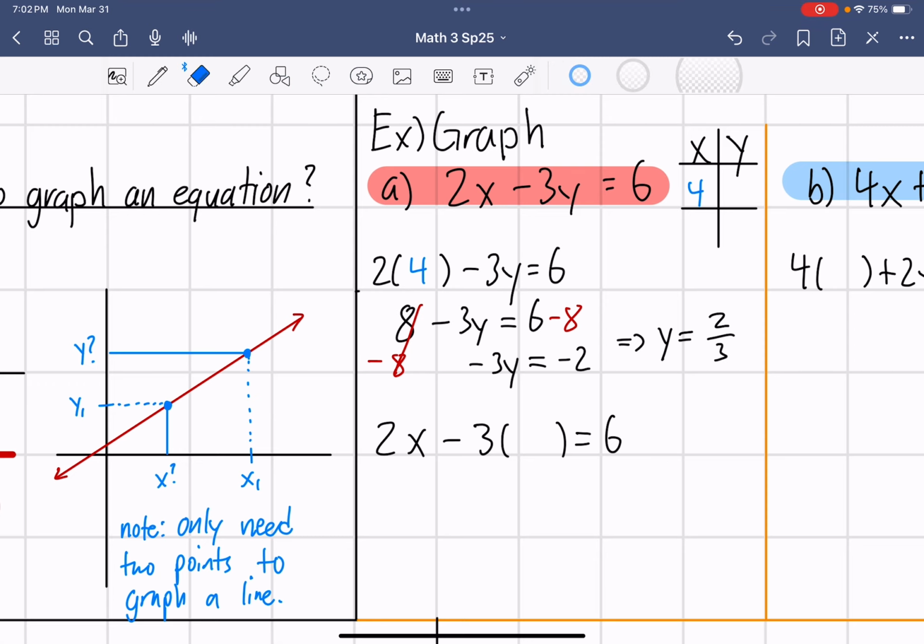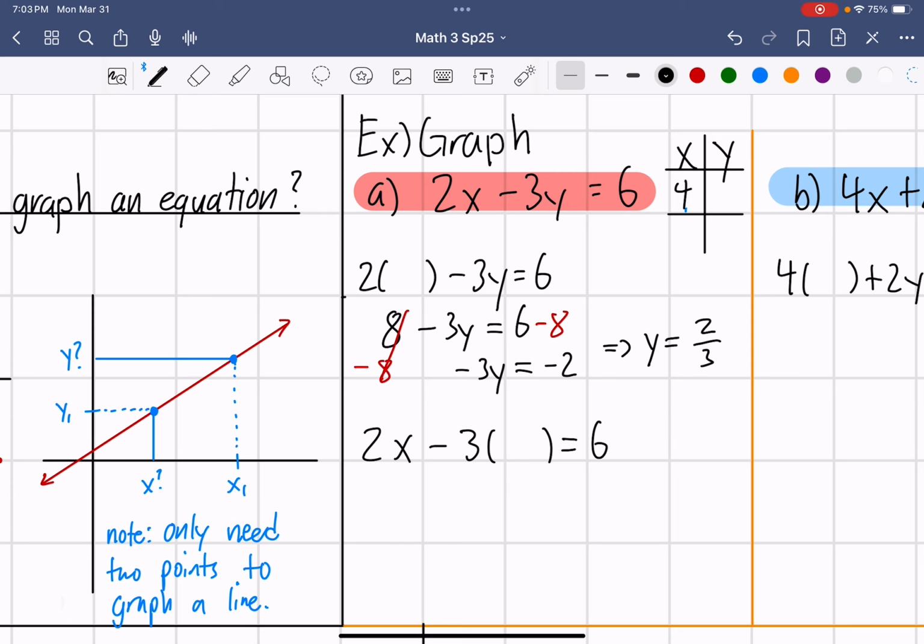So let me use a different color. Let me actually use black for the 4. And then the number I got as my answer is 2 over 3. So 2/3. And then remember, I said for a linear equation, I need 2 points. It's just one. And just because you get a fraction as an answer does not mean it's wrong. You're not always going to have beautiful, nice answers. As long as you do everything correctly, it should work.